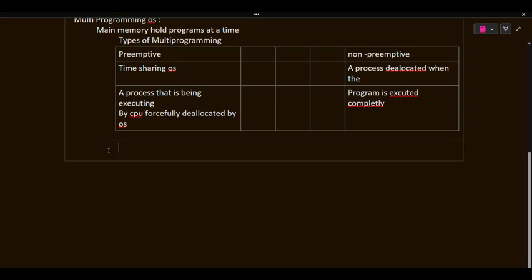Remember one point, whatsoever the type of operating system, the CPU can execute only one process at a time. And this is the difference between the preemptive operating system and non-preemptive operating system.